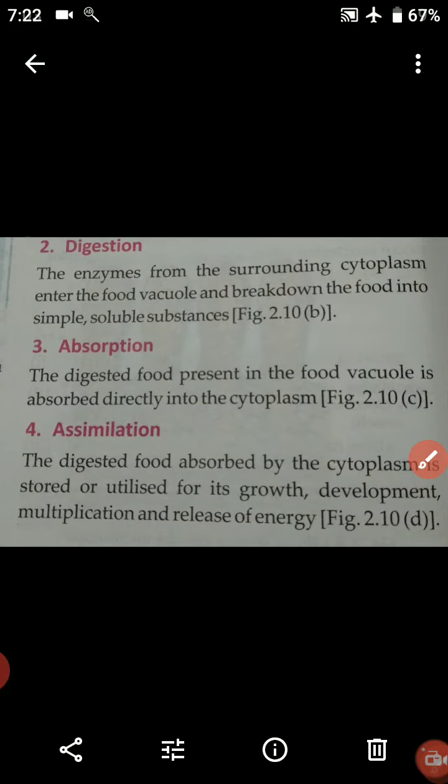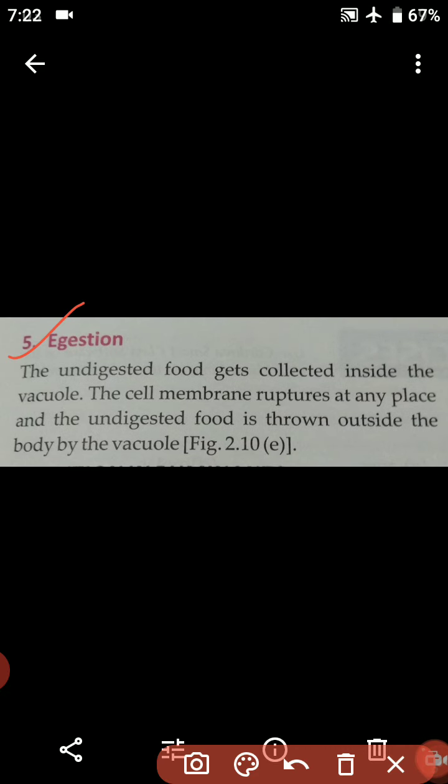Now next is egestion. So in egestion, what happens? The undigested food gets collected inside the vacuole. So students, the digested food is absorbed by the cytoplasm and then the undigested food gets collected inside the vacuole. So the cell membrane ruptures at any place and the undigested food is thrown out of the body by the vacuole.